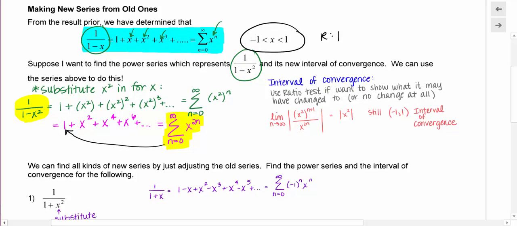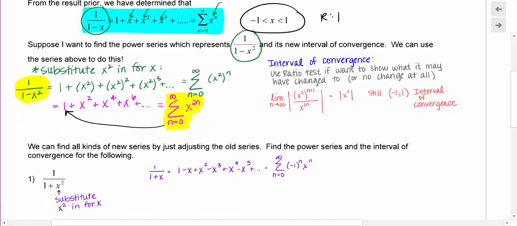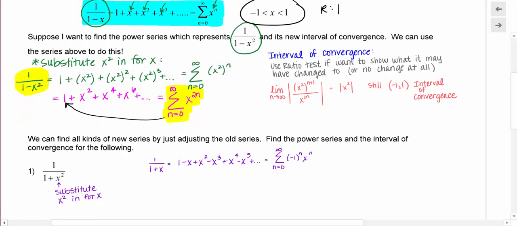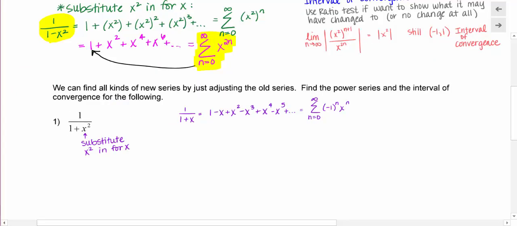So we can find all kinds of new series just by adjusting these old ones, okay? So we're going to find the power series and the interval of convergence for the following. All right, so if I'm looking at 1 over 1 plus x squared, what I'm going to do is start with a different series. I'm going to actually start with the one that is 1 over 1 plus x. So I've written that one out.